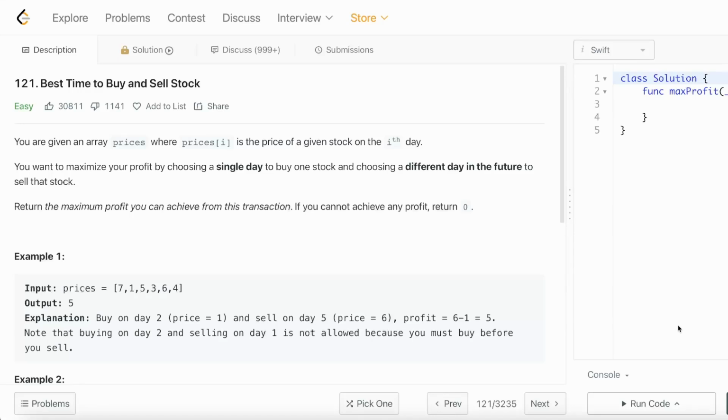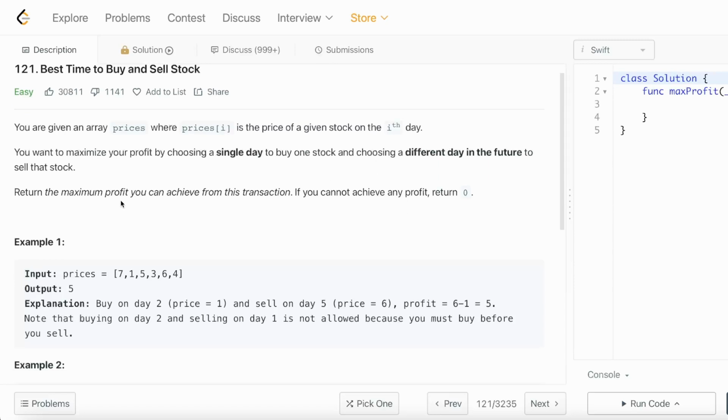Let's take a look at best time to buy and sell stock from the Grind 75 questions. You're given an array prices where prices[i] is the price of a given stock on the ith day. You want to maximize your profit by choosing a single day to buy one stock and choosing a different day in the future to sell that stock. Return the maximum profit you can achieve from this transaction. If you cannot achieve any profit, return 0.